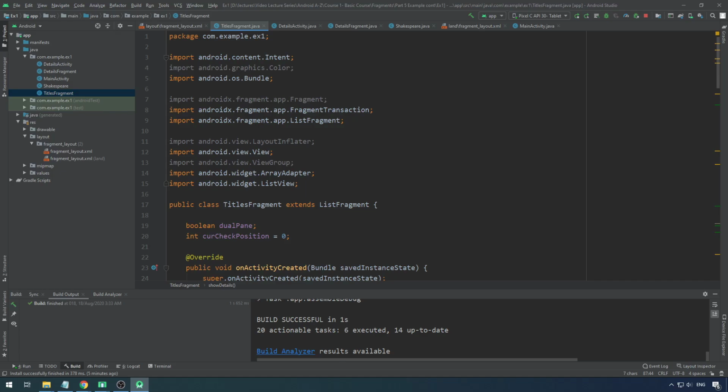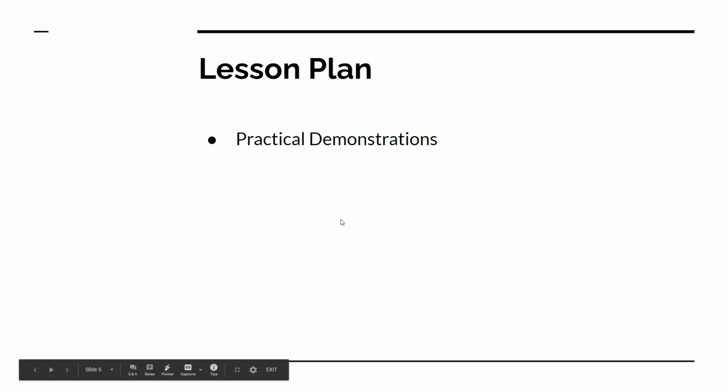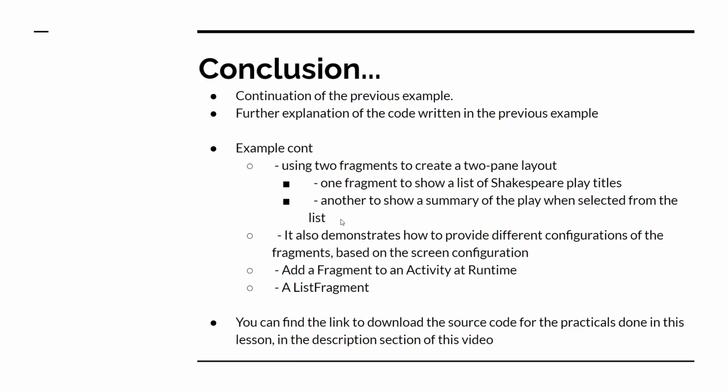Awesome, great. Okay, so we did a practical demonstration for this lesson, and the conclusion is we continued on from the previous example and we further explained the code for you to have a clear understanding. The example was we used two fragments to create a two pane layout, meaning two panes. So if you have more space on a landscape orientation, you can show both the panes at the same time. But if you have less space on a portrait orientation, you will show only one at a time.